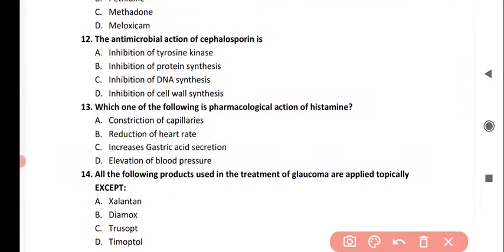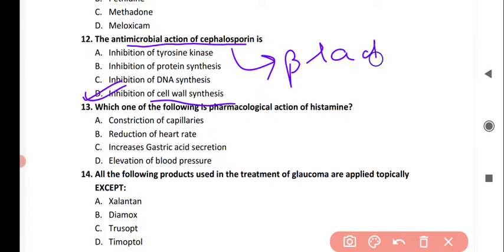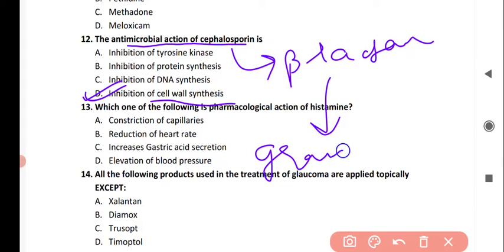The next question is, the antimicrobial action of cephalosporin is, so by which mechanism will the cephalosporin produce the antimicrobial action? They simply inhibit the cell wall synthesis and produce their antimicrobial action. The cephalosporins are beta-lactam antimicrobials, and they are effective against both gram positive and gram negative bacteria.